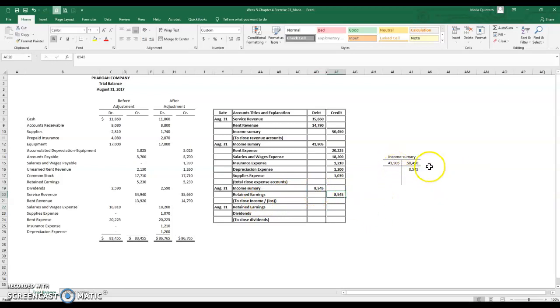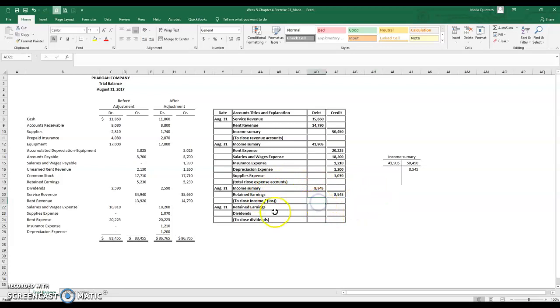To close this income summary, which now has a balance of A505, we will debit the income summary and credit the retained earnings for the same amount. That is where we have this income summary.